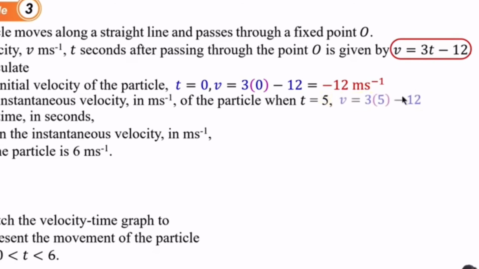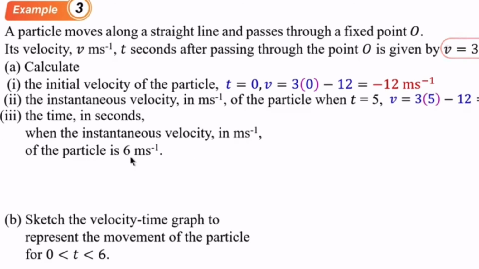For the instantaneous velocity when t equal to 5, we will just substitute: 3 times 5 minus 12, we get the answer 3 meter per second. What about the time in seconds when the instantaneous velocity is 6 meter per second? We will just substitute. 3t minus 12 equal to 6. So 3t equal to 18, so t is equal to 18 divided by 3. We get the answer which is 6 seconds, right?